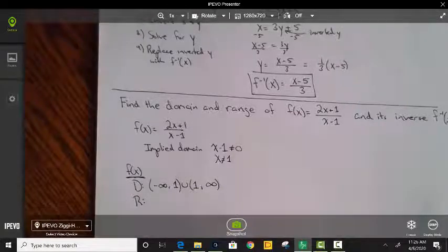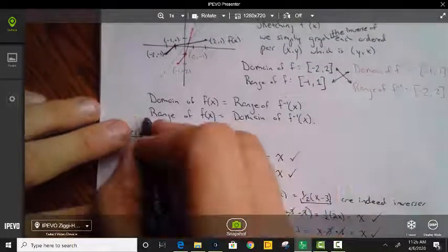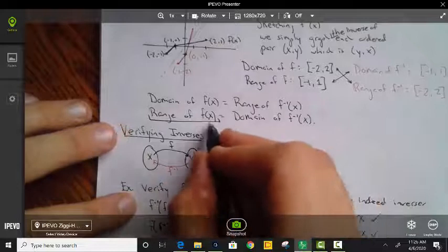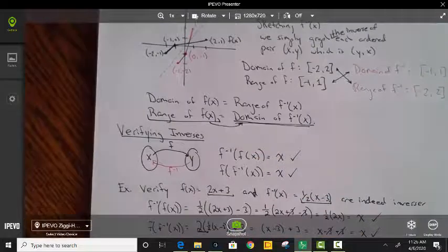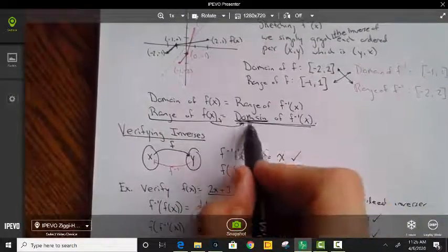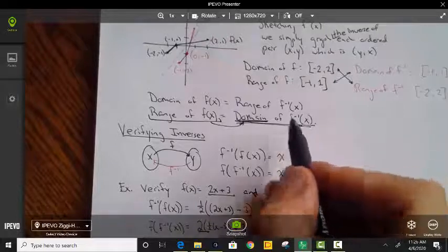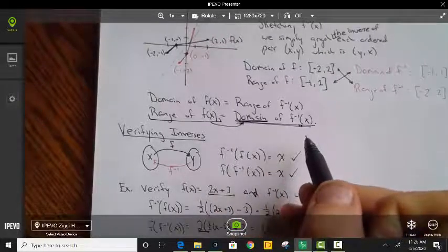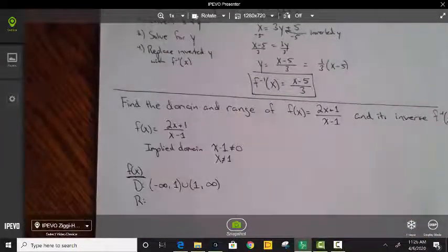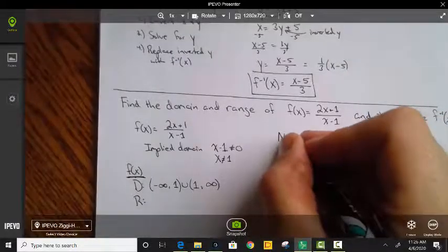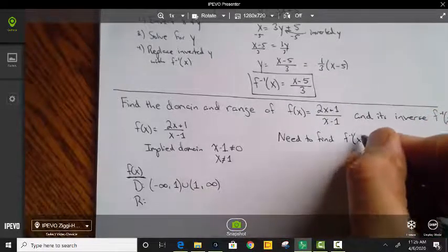But we're going to go back to this fact right here. The range of the original function is equal to the domain of the inverse function. And we know how to find the domain of a function algebraically. So if we can find the inverse function and then find its domain using the implied domain concepts, that will give us the range of the original function. Okay, so now we need to find what f inverse of x is.